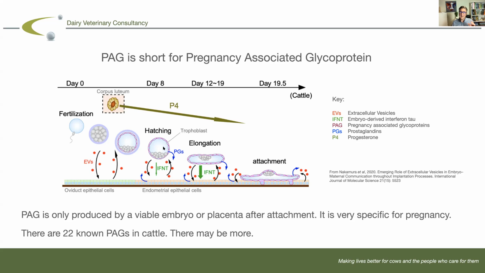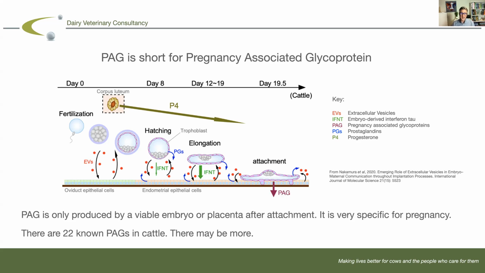So a failure of chemical messaging is one of the main reasons why you get a failure of pregnancy in cattle, in actual fact. But this is all by the by to an extent. The PAGs which the Alertys PAG test is looking for are only produced once the attachment has occurred. So round about sort of day 19, 20, something like that. There are actually 22 known PAGs in cattle. There's probably more. It isn't quite certain what they all do.